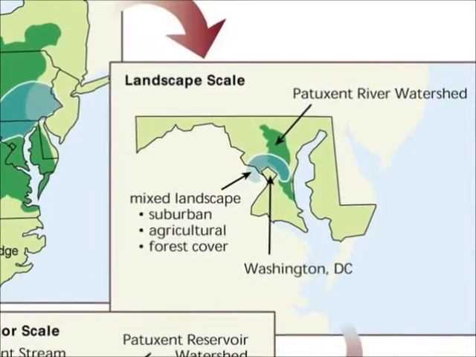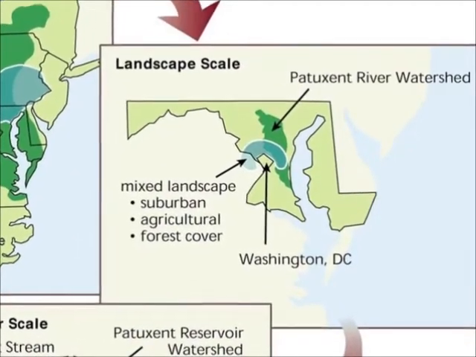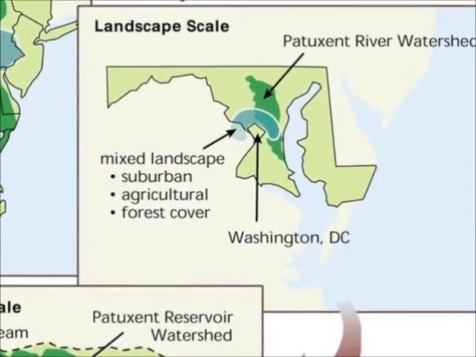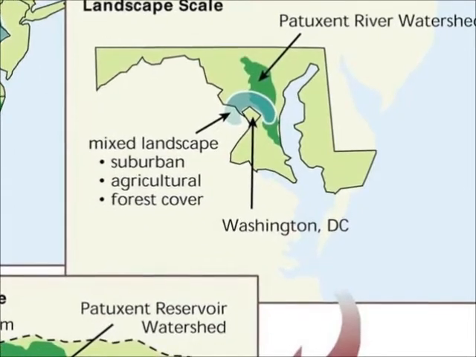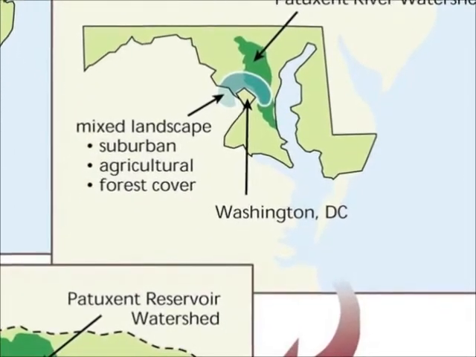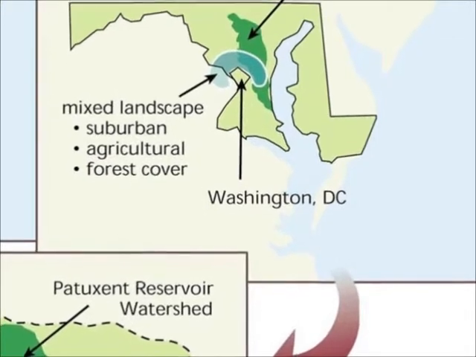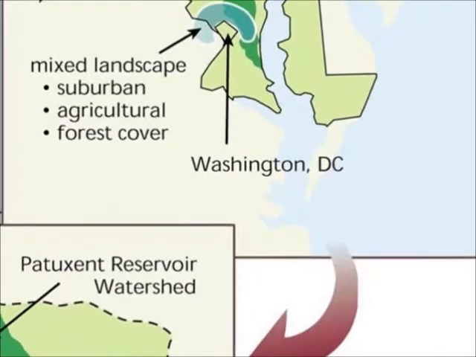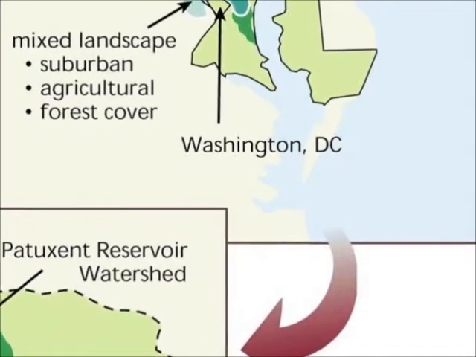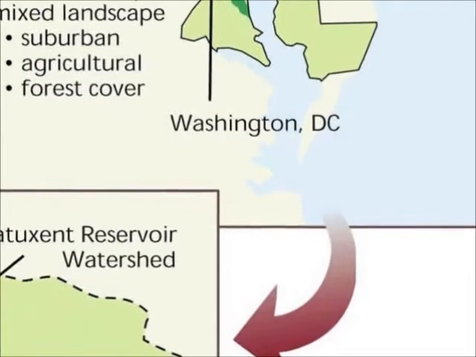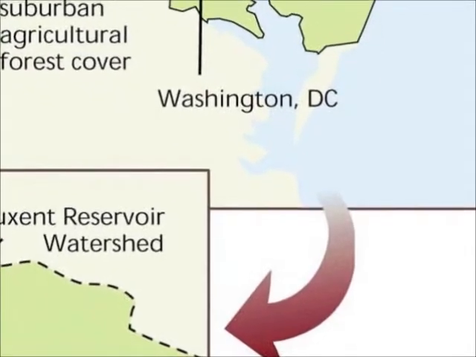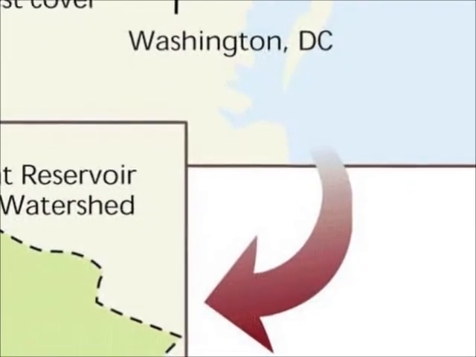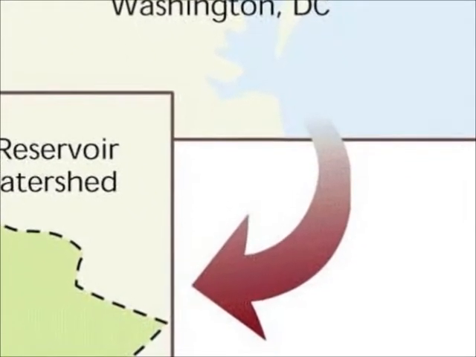We can move from the region scale to the landscape scale that includes a much smaller portion of, in this case, the Chesapeake Bay watershed. The landscape scale may consider, again, a small portion. For example, it may look at a mixed landscape that includes both suburban land uses, agricultural land uses, and forest cover. In this example, when we look at the Patuxent River watershed, that's again part of the Chesapeake Bay watershed, it includes parts of the area that surround urban Washington, D.C.